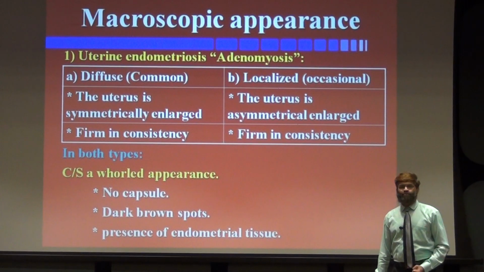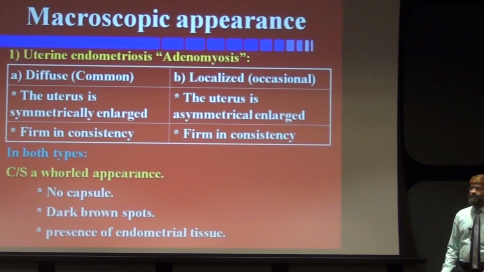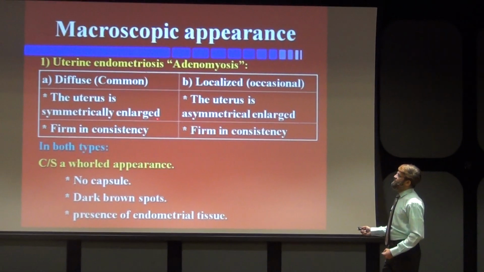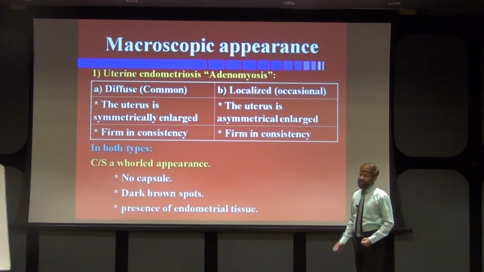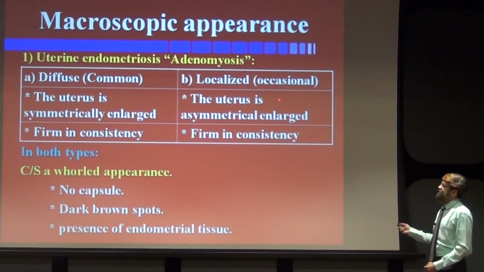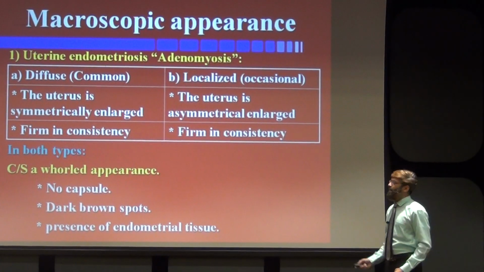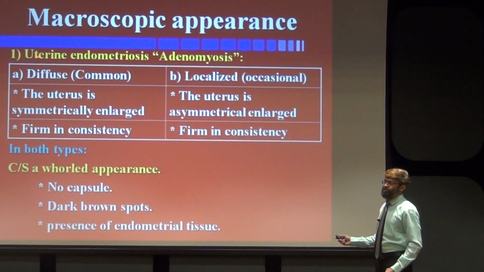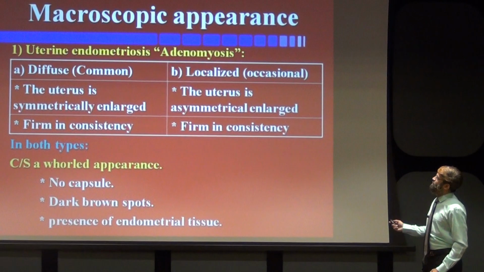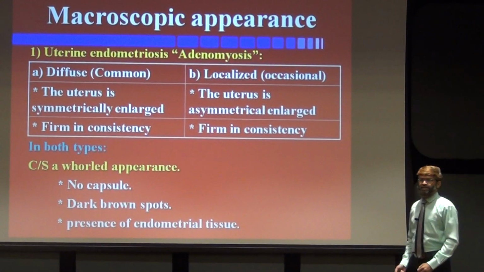Now what are the differentiating points and what are the similarities? First, let's go to the differentiating point. In the diffuse type of endometriosis interna, which is common, there is a symmetrical enlargement of the uterus. On the other side, if it's the localized type, which is occasional, the uterus is asymmetrically enlarged. So I recap: in the diffuse type, which is common, the uterus is symmetrically enlarged, while in adenomyosis, if it's localized, then the uterus is asymmetrically enlarged.